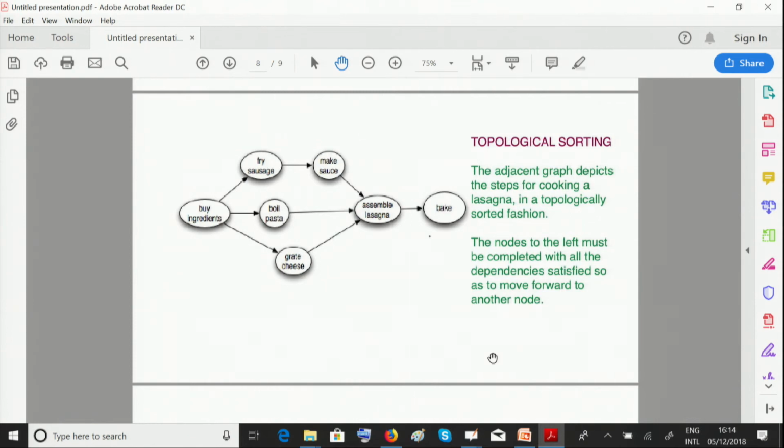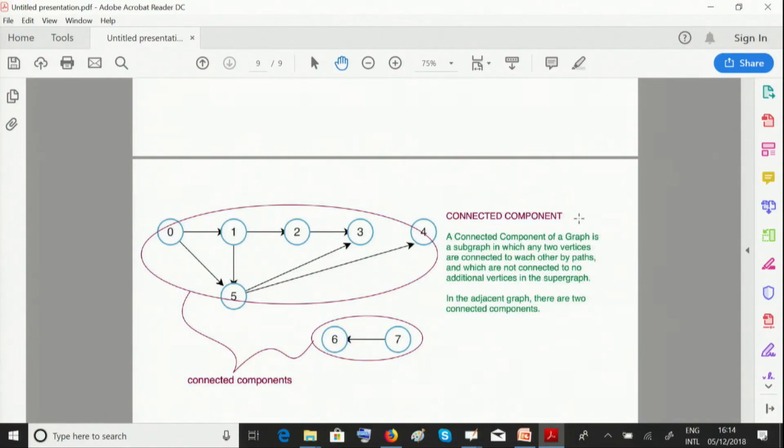Now the idea behind explaining topological sorting is that it uses the depth first search algorithm to establish this particular order, right? To establish the order in which the tasks have to be completed. So the depth first algorithm is the main backbone of topological sorting.